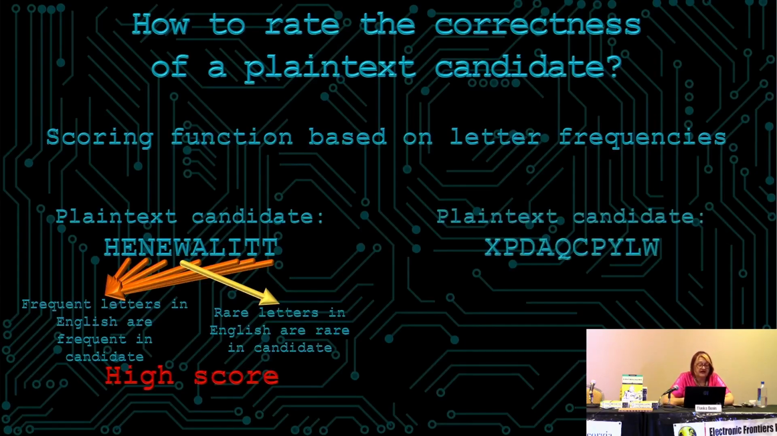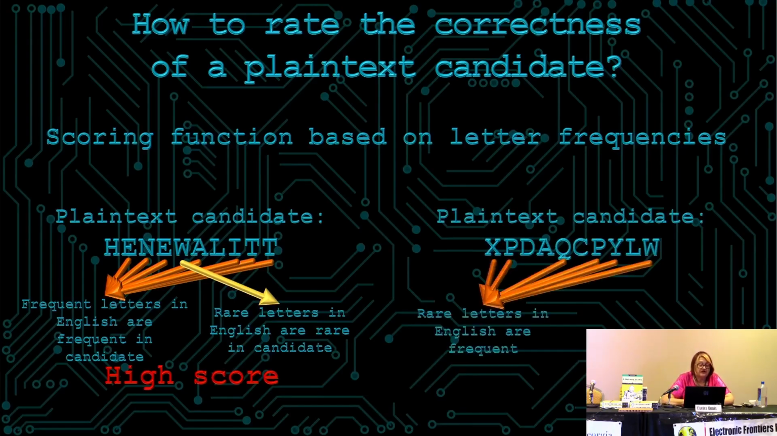If we had a candidate that looked like this, which again, our brain can look at and go, that doesn't look so good. So we know that the rare letters in English are more frequent and the frequent letters in English are rare. Okay, we give that a low score. So this is kind of, again, basically how our brain munches on it, but the computer can give it a very precise number based on these ratings.